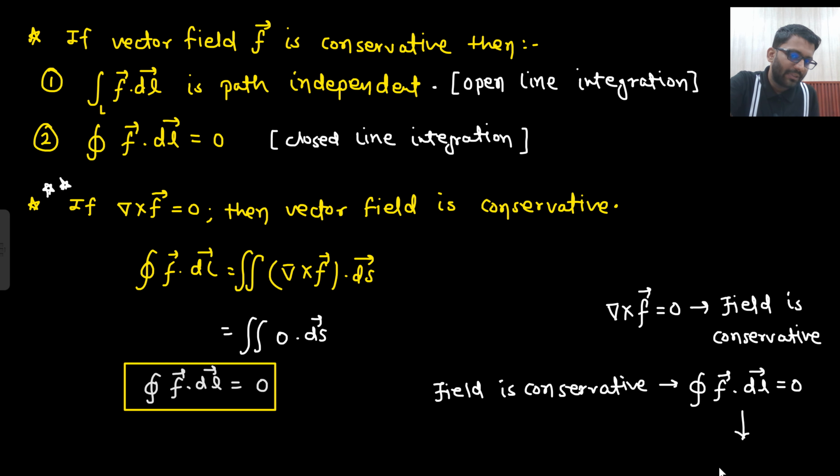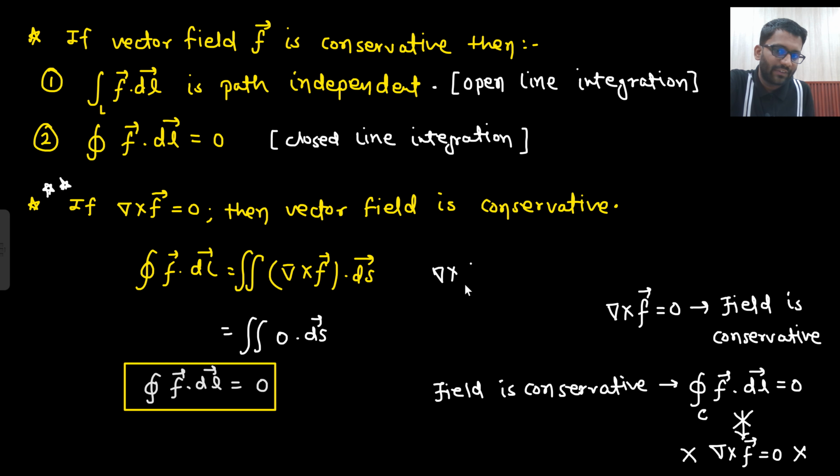Now does that mean that your del cross f will also be 0? No. If my closed line integration is 0, is it necessary that your del cross f will also be 0? No. Why is that so? Because what is your f dot dl? That is del cross f dot ds. Now let's say my del cross f is coming out to be 5 ay cap and my ds is coming out to be dx dy az cap.